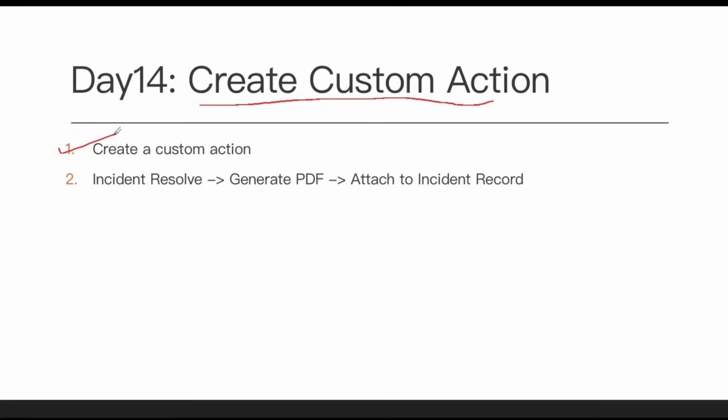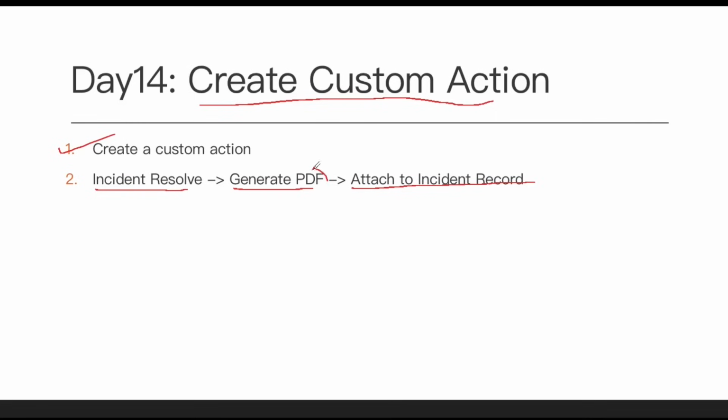So let's understand the situation in which we are going to build the custom action. The first scenario is that we are going to create an incident, and then the incident will be moved to the resolved state. The moment it moves to the resolved state, it will generate a PDF, and that PDF will be attached to the incident record. So this is the scenario that we are going to build.